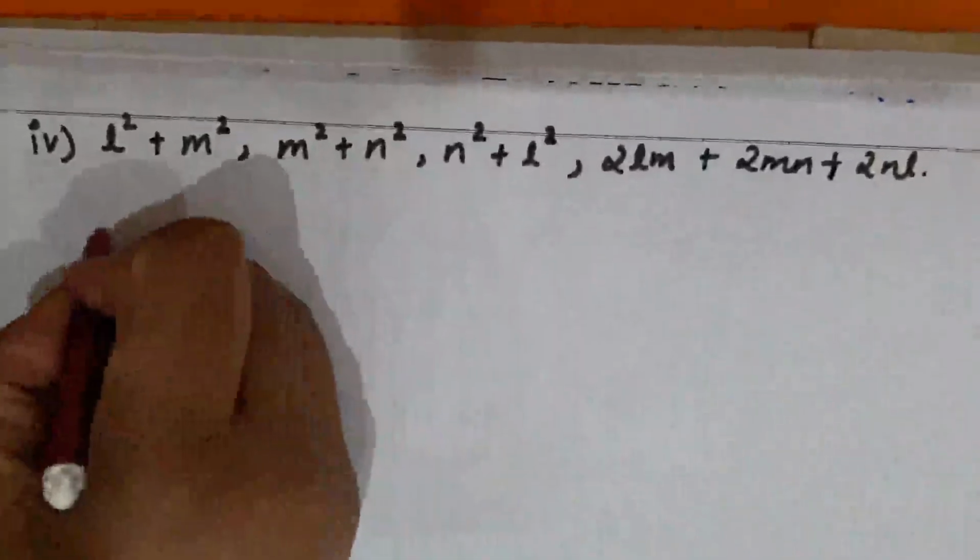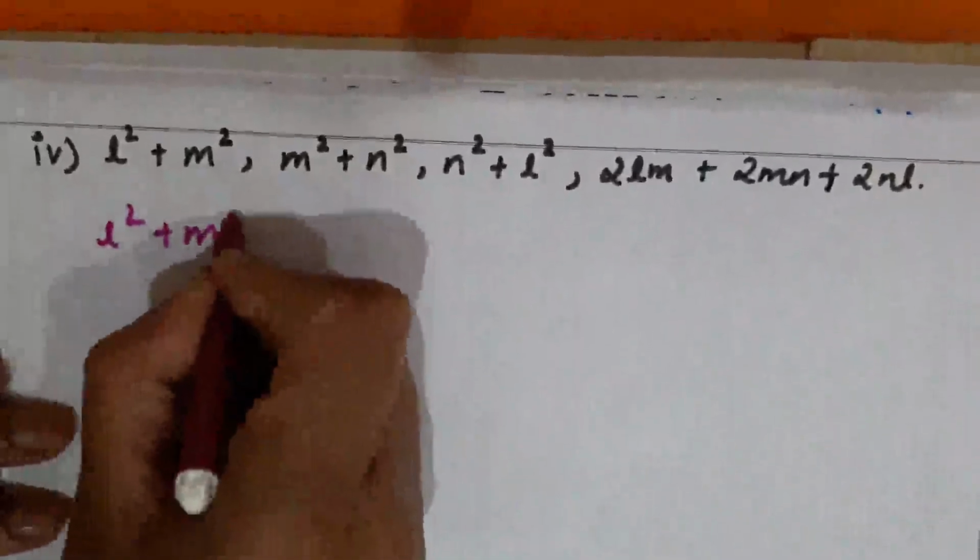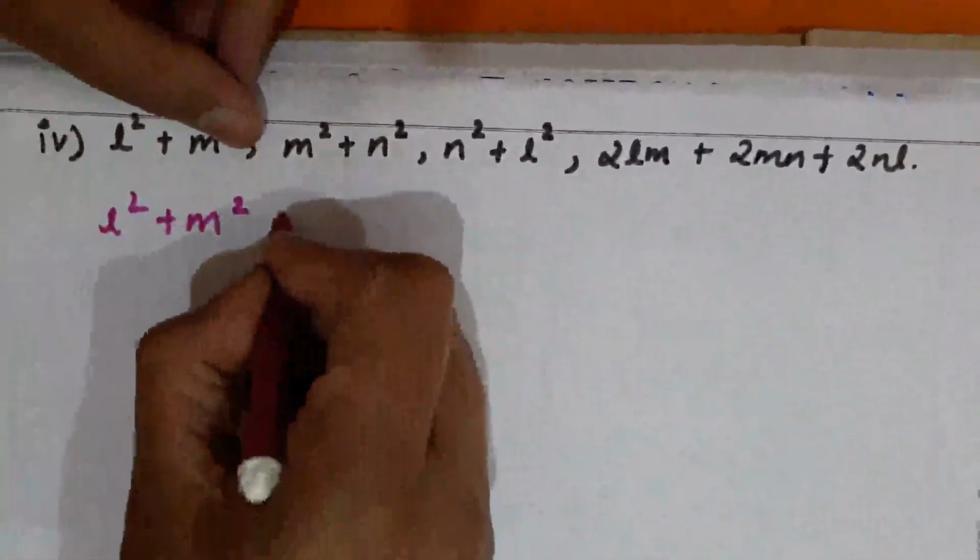Next part is L square plus M square. Instead of this comma, use plus sign.